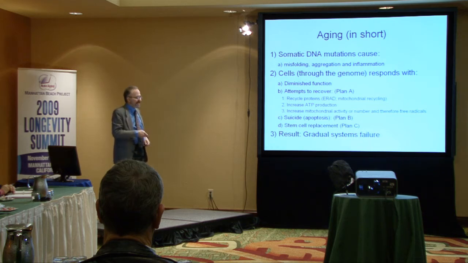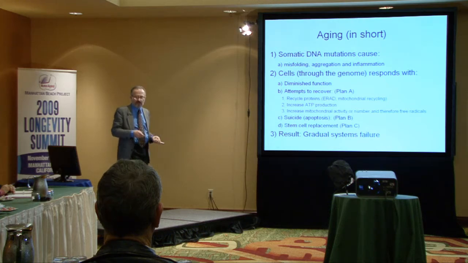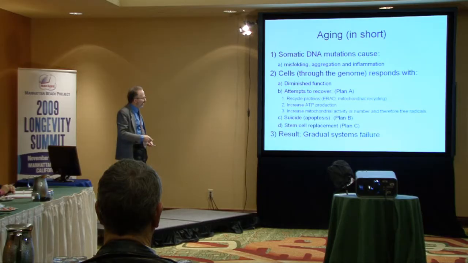Plan B, commit suicide, okay? Plan C is, okay, well, I committed suicide. What you'd like to have each cell do is commit suicide, send me a replacement from the reserve capacity. This is why being larger is a good idea, because you've got more stem cells in larger organisms than you do in small organisms. The result is gradual systems failure.